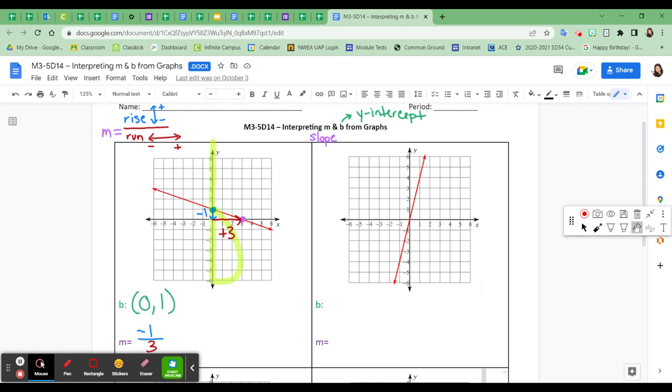Looking at our next question, we're going to start off the same way. We're going to highlight our y-intercept. We do this by highlighting our y-axis, making the letter B, and finding where it intersects. And here we have the point 0, 0. Now that we know our y-intercept, we can pick another good point. And there's one right there.